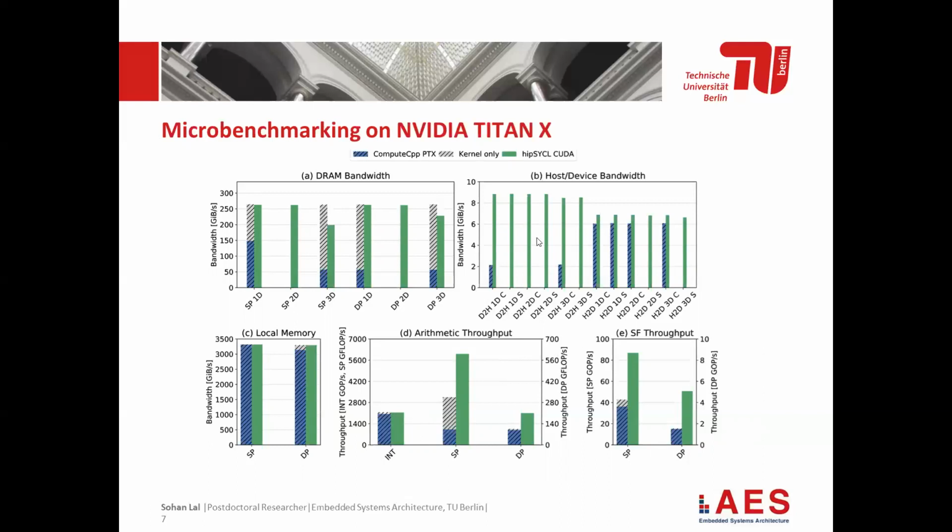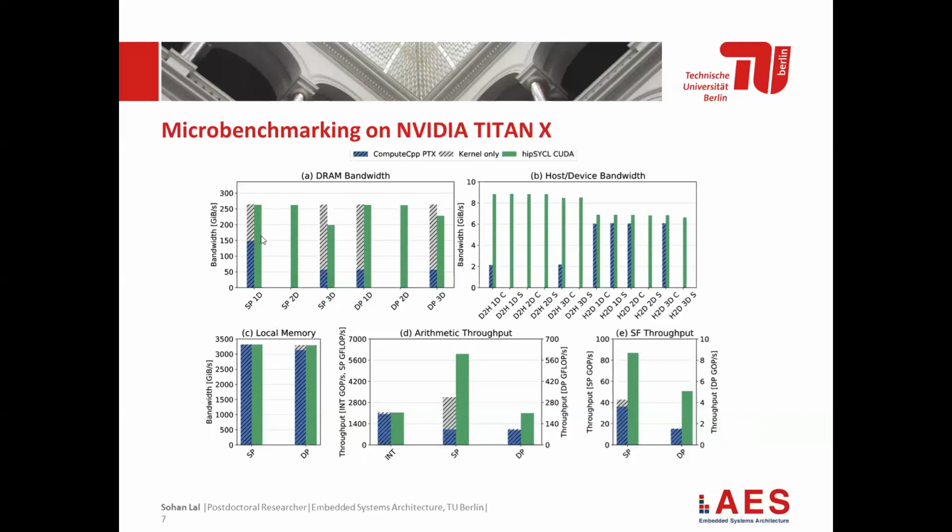For example, a couple of bars are missing in the host device bandwidth micro benchmark. Second, the Compute CPP performance is split into 2 bars. The gray bar indicates the performance using kernel-only execution time, while the blue bar shows the performance using overall execution time. This was done to deal with an unexpected bug that we found in Compute CPP PTX. Please read the paper for more detail. The HipSYCL performance is always based on the overall execution time.